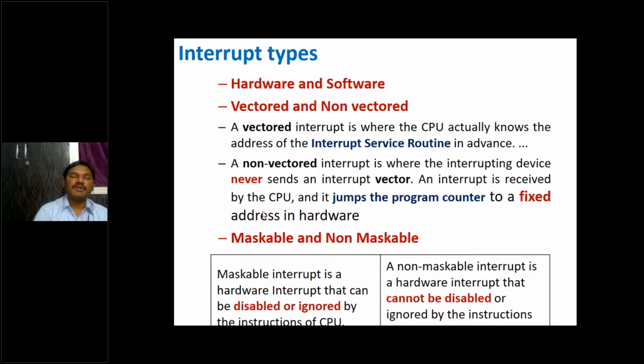Maskable and non-maskable interrupt. A maskable interrupt is a hardware interrupt that can be disabled or ignored by an instruction. Maskable means disabling or ignoring. If some execution is happening and a maskable interrupt occurs, the CPU can disable or ignore it. Whereas a non-maskable interrupt is a hardware interrupt that cannot be disabled. If an interrupt occurs by the non-maskable interrupt, the CPU cannot disable or ignore it. It has to be allowed.